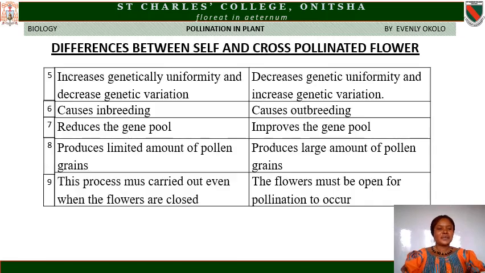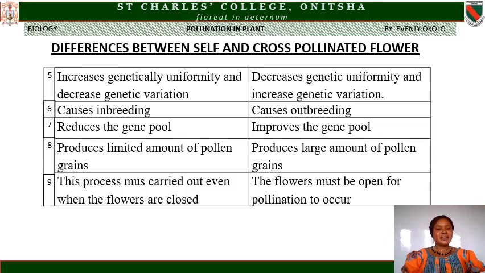Number 5, in self-pollinated flower, it increases genetic uniformity and decreases genetic variation, while in cross-pollinated flower, it decreases genetic uniformity and increases genetic variation. Number 6, self-pollinated flower causes inbreeding, while cross-pollinated flower causes outbreeding. Number 7, in self-pollinated flower, it reduces the gene pool, but in cross-pollinated flower, it improves the gene pool.